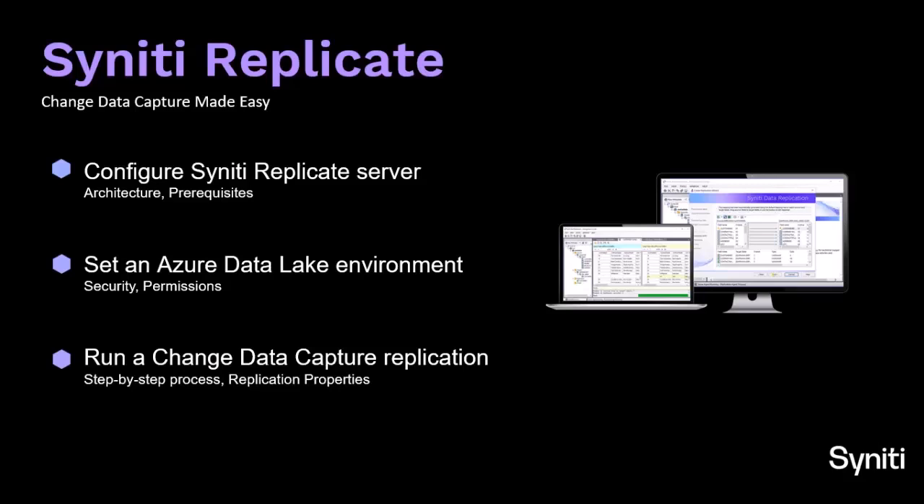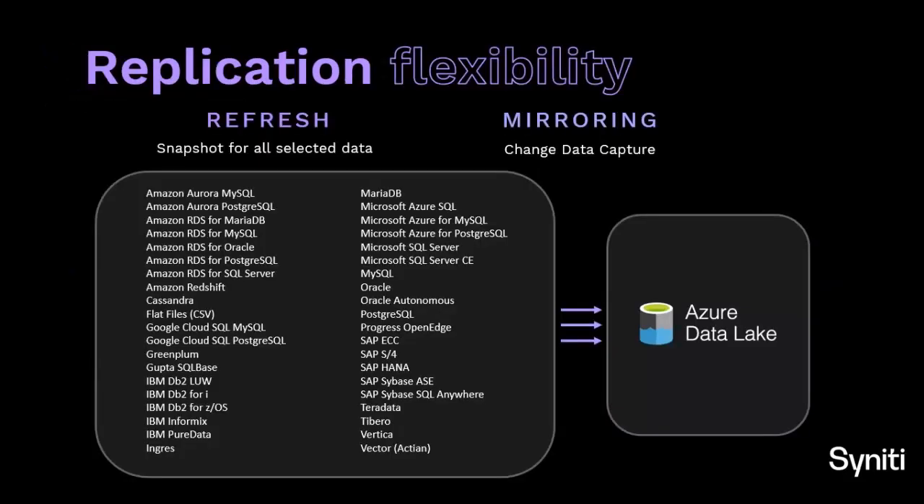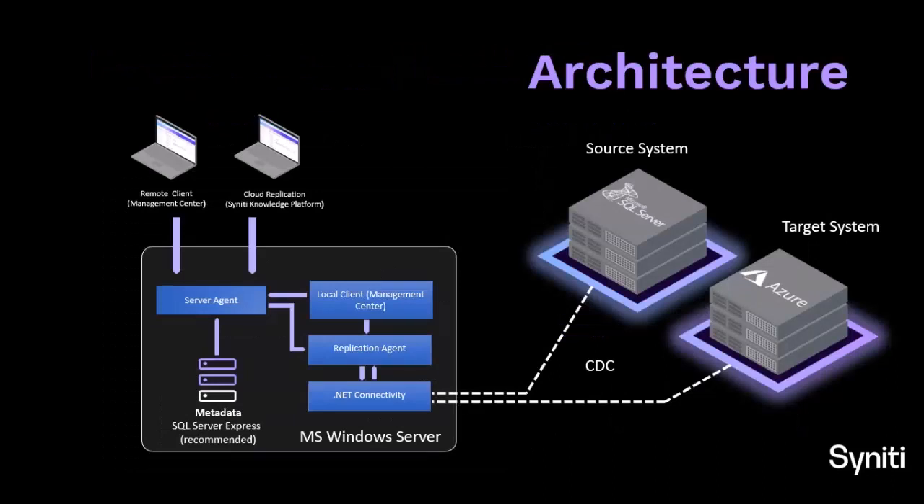Just a quick introduction. Syniti Replicate supports Azure Data Lake Gen 1 and Gen 2 only as a target system in two data replication modes: refresh, which is our snapshot process, and mirroring, our change data capture approach. As you can see, Syniti Replicate provides support for multiple systems as a source, also as a target. And this is great because you have full flexibility to move data from any relational database, analytics, and big data system, either on-premise or in the cloud.